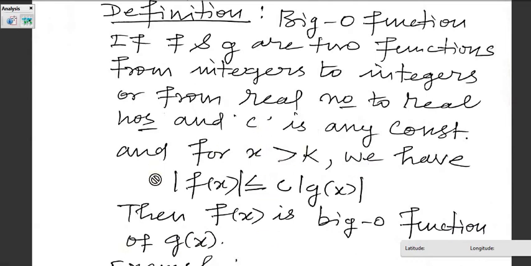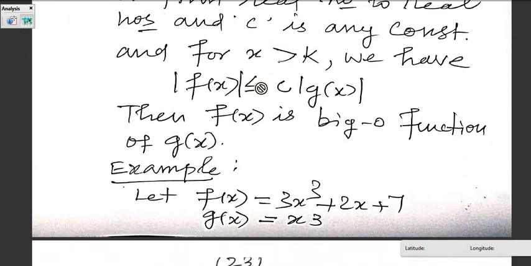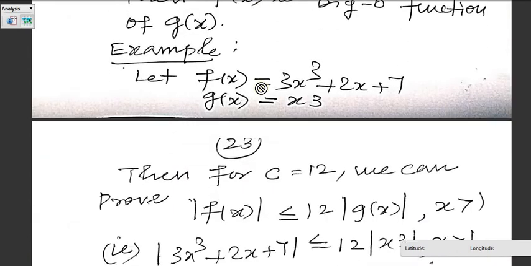The condition is that it should satisfy this: there should exist c such that the absolute value of f of x must be less than or equal to c times the absolute value of g of x. If this is satisfied, then we say that the function f is a big O function of g. Now let me take one example for that.